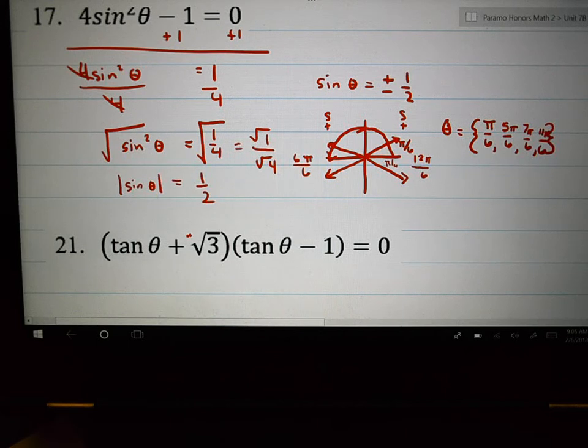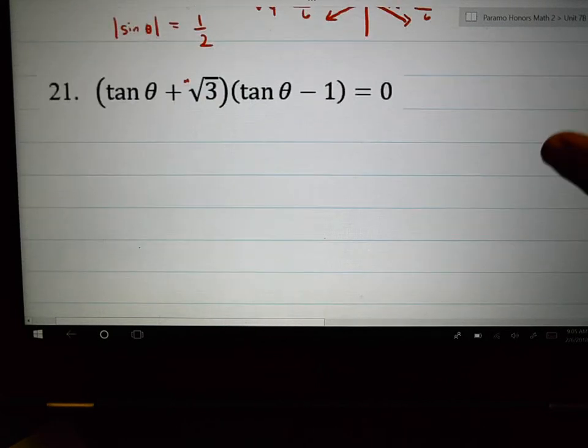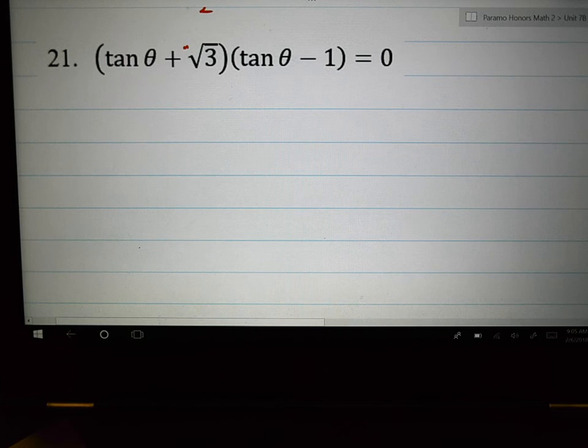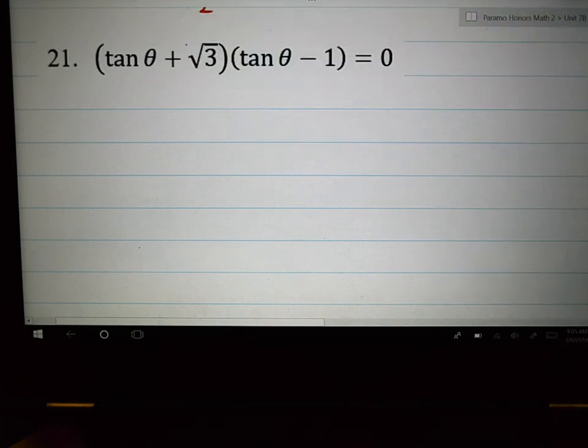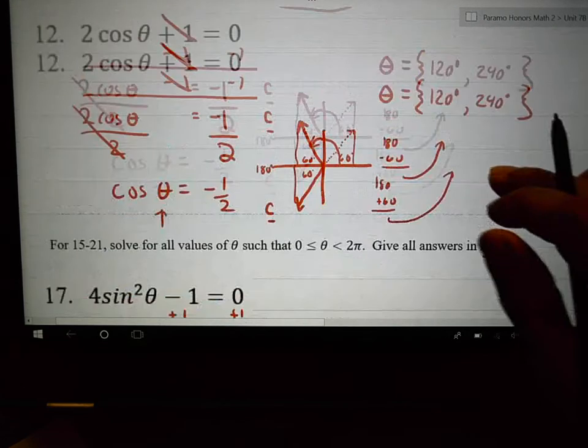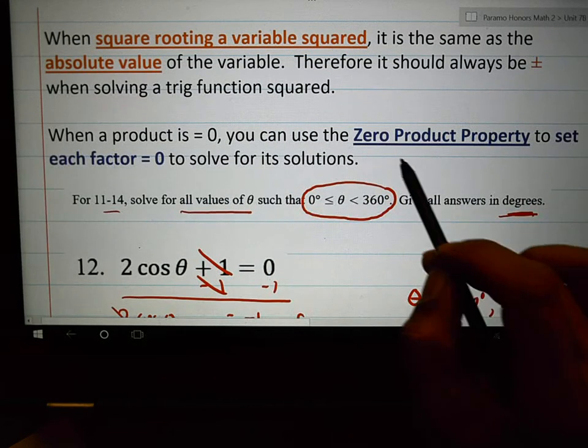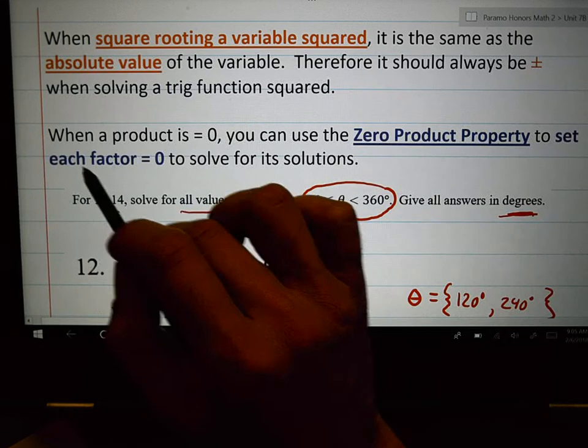Then the last one that we're going to do is number 21. 21 has the product of the tangent of theta plus root 3 times the tangent of theta minus 1, and it equals 0. So what I see with this is, since it's multiplying to equal 0, I can use that 0 product property to set each factor equal to 0 and solve for its solution.